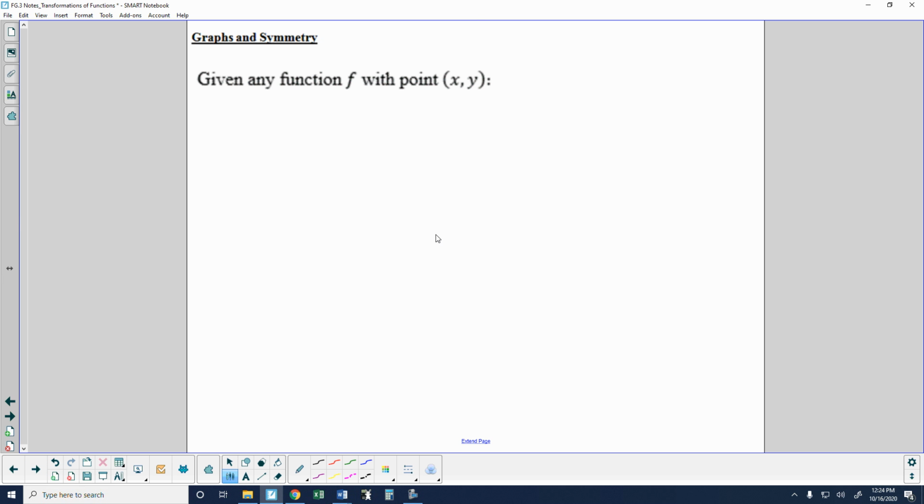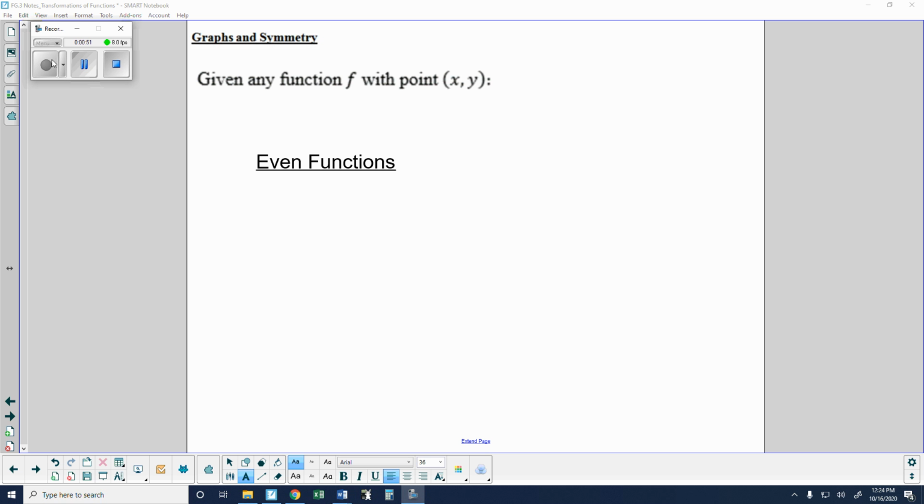There are two basic classifications for functions in Algebra 2 where we talk about symmetry. We have even functions and we have odd functions. These are the primary two classifications of symmetry that we're going to talk about in this class.